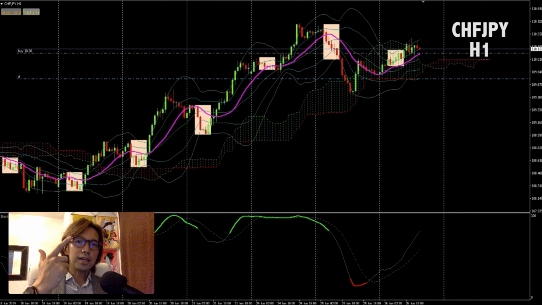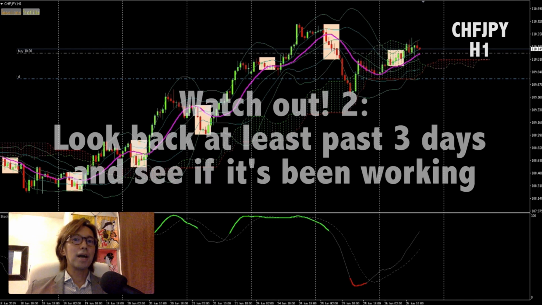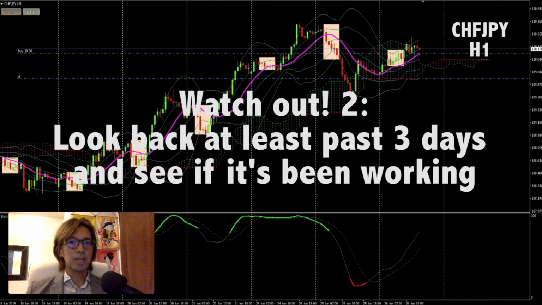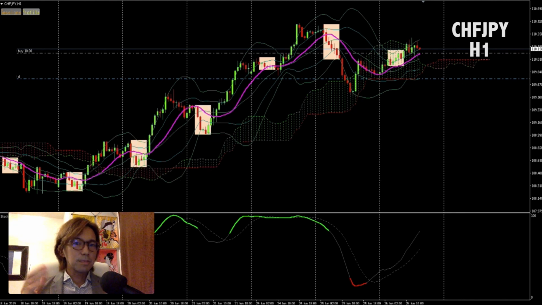And the second thing is that before you trade with this strategy, look back at the history and see if it's been working for at least the past 3 days. That way the chance of winning with this strategy becomes higher. So instead of just placing orders right after identifying the Tokyo box, look back and see if it's been working for at least the past 3 days, and if it has, then apply it.